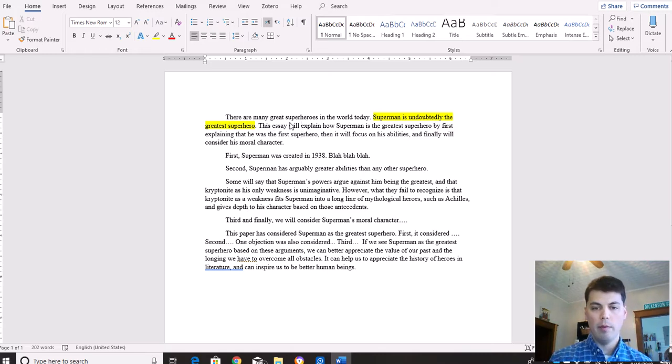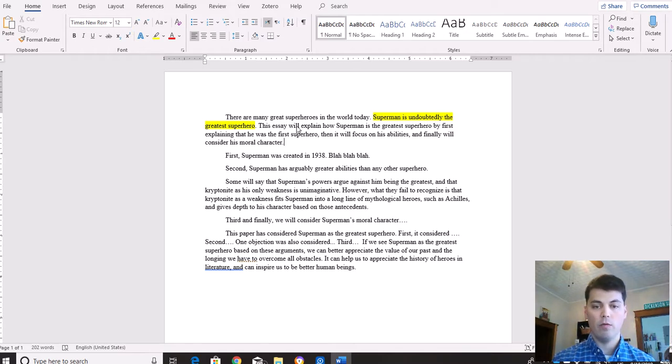So here we go. I'm orienting to the topic. I have my thesis, and then I'm going to outline it. Okay? So I'm going to defend and support that thesis in three ways. First, by explaining that he was the first superhero, then I'll focus on his abilities, and finally, his moral character. Okay, so I've told you what I'm going to tell you, now I'm going to tell you.